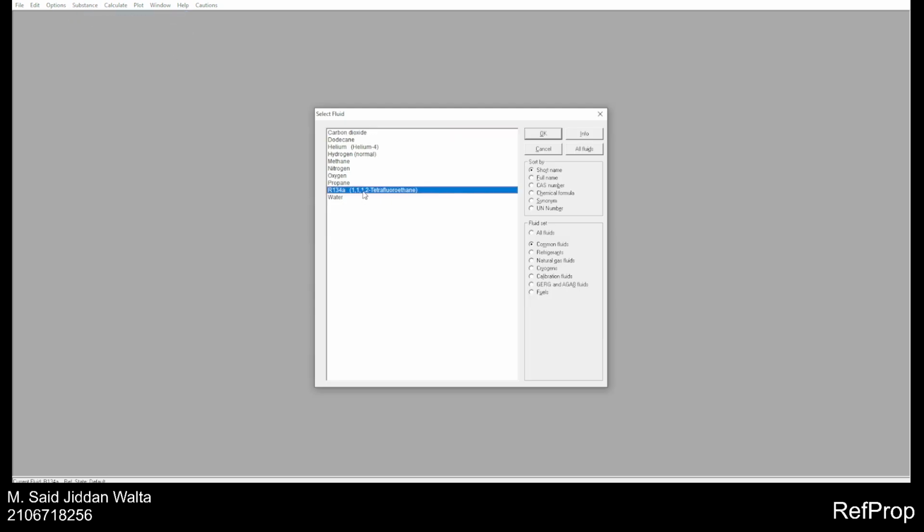Here we can use the MINIREFPROP program to help us find the values of the variables at each point of the vapor refrigeration cycle to help us solve the problem. So first we need to make sure that the substance we are using is already correct. In this case, we use substance and pure fluid and we select refrigerant 134A. But in this case, we're already on the right fluid, so we don't need to reselect it.